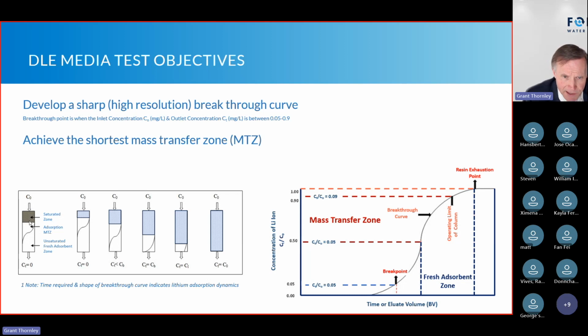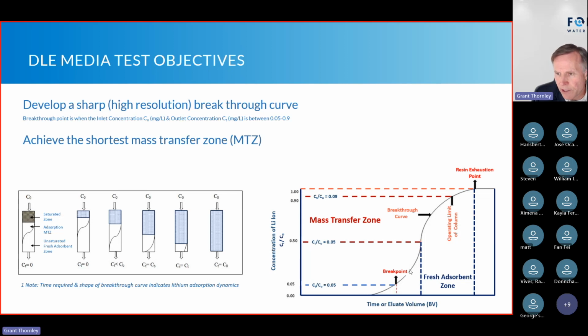And then the resin below is the unsaturated, fresh absorbent zone. As this transports through, you can see that my saturation zone becomes larger as the mass transfer zone moves down. It keeps going more and more, and then finally, when my mass transfer zone hits the resin capacity, that's my resin exhaustion point. You see that my inlet and outlet concentrations are going to be the same.